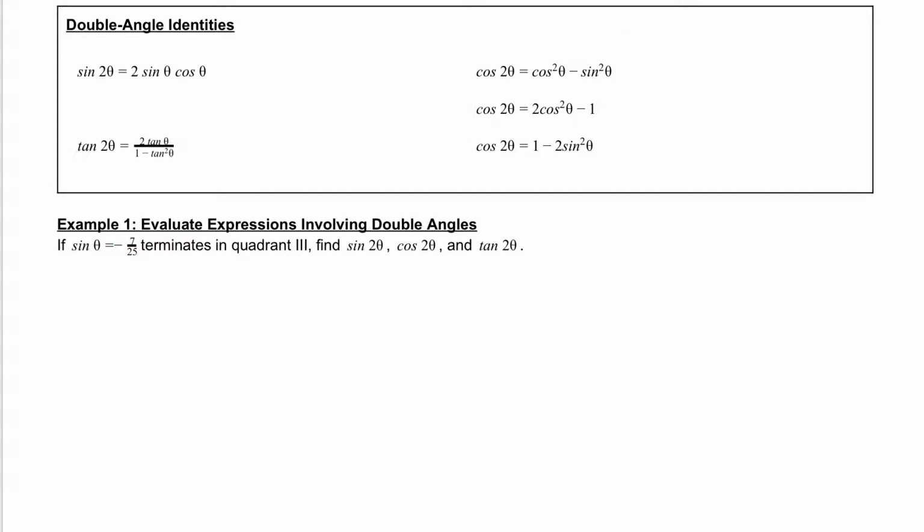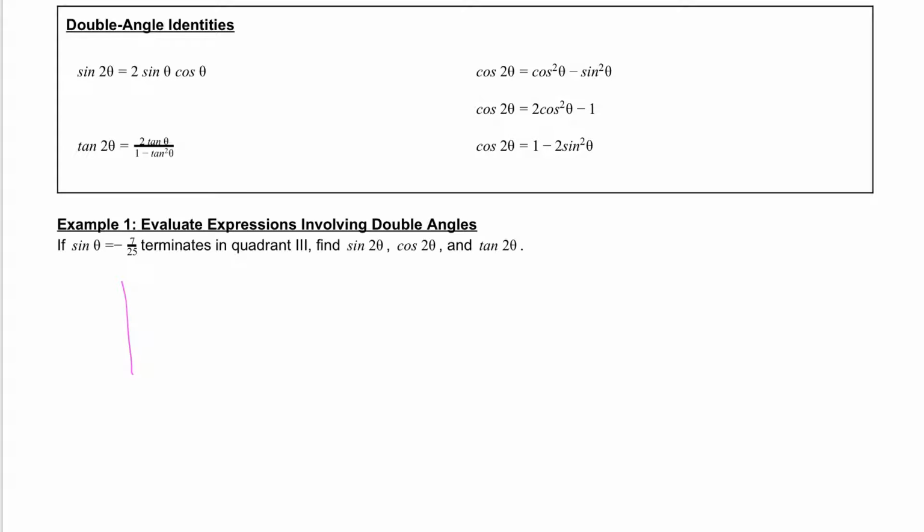Let's take a look at example 1. We want to evaluate expressions involving double angles. If we know the sine of theta is negative 7 over 25, and it terminates in quadrant 3, we want to evaluate sine of 2 theta, cosine of 2 theta, and the tangent of 2 theta. So the first thing we have to do is set up our triangle.